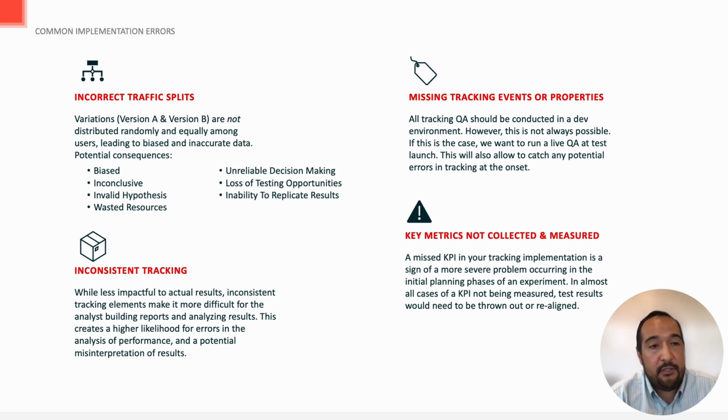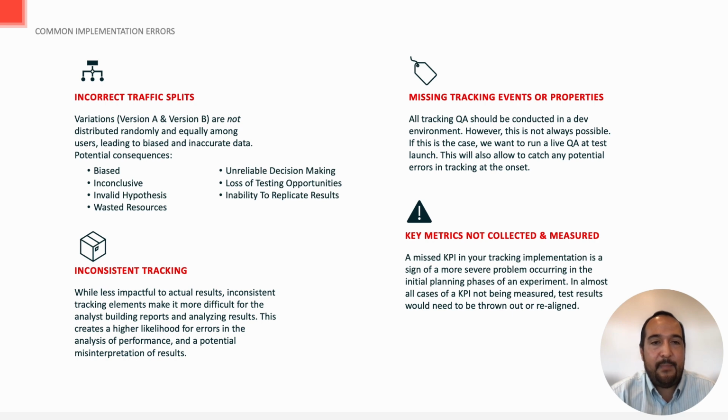Similarly, inconsistent tracking is impactful to actual test results. Inconsistent tracking elements make it more difficult for the analysts building reports and analyzing the results themselves. It creates a higher likelihood for errors in the analysis of performance and potential misinterpretation of results if tracking is not consistent. This includes syntax and general organization of the tracking itself.